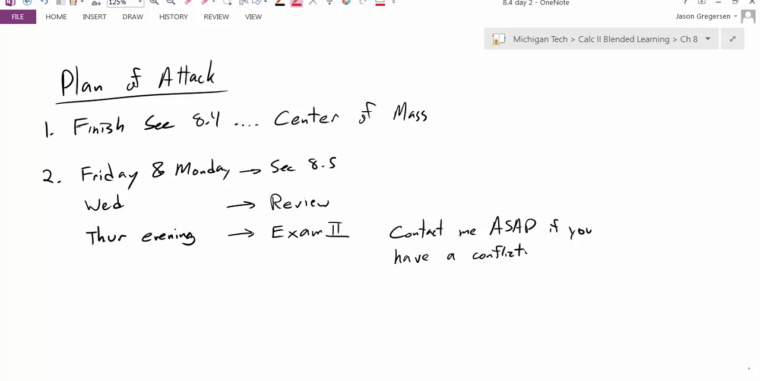If you have some sort of other Michigan Tech event that's going to have you out of town, make sure you contact me right away. I don't want to be dealing with people on Wednesday evening saying, oh yeah, by the way, I'm going to be out of town. Can I take the exam whenever I want? We have to schedule all our sections, take all these makeup exams, in some room and get the room and reserve all these different things. So let me know as soon as possible. Right?